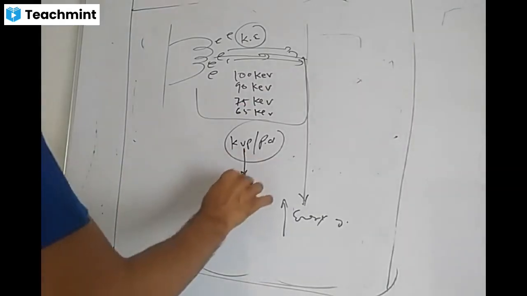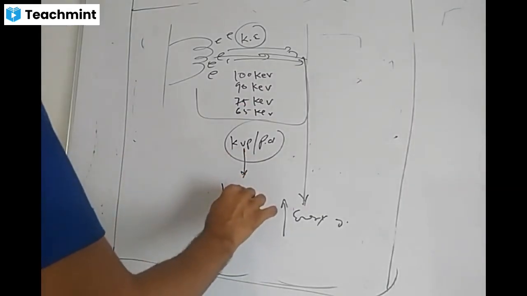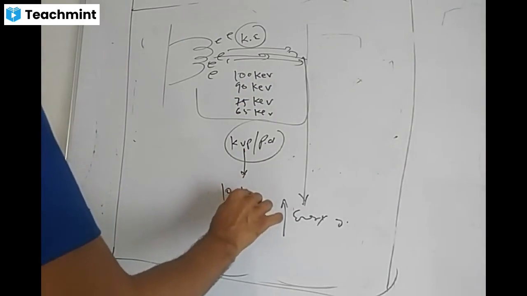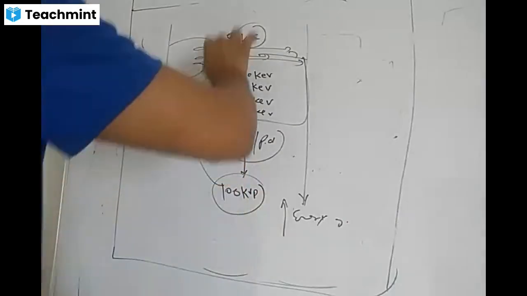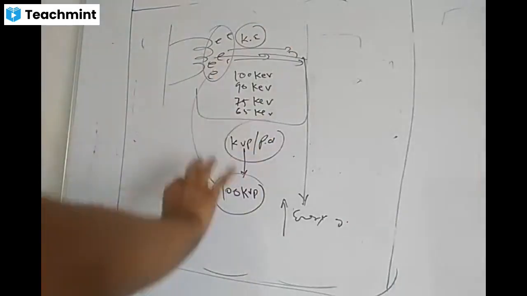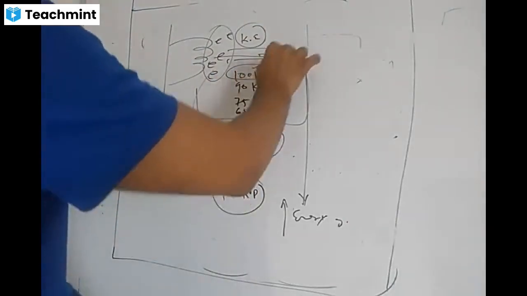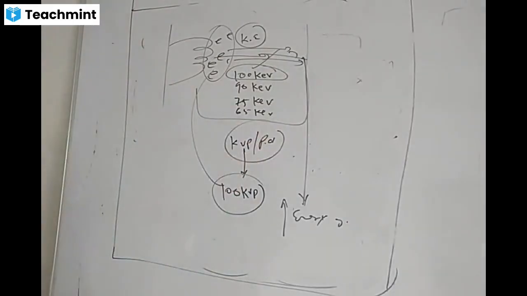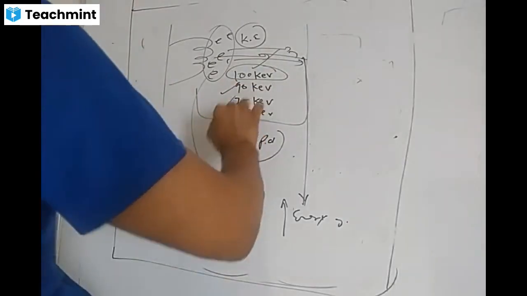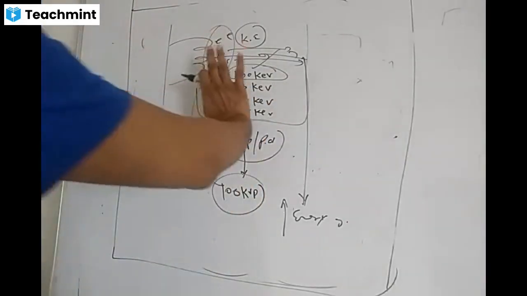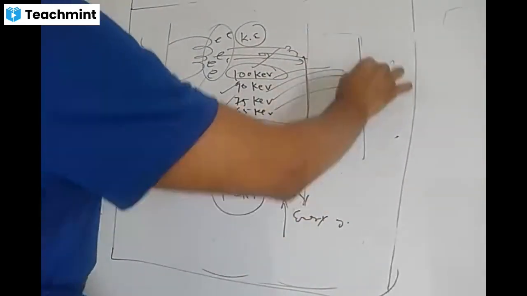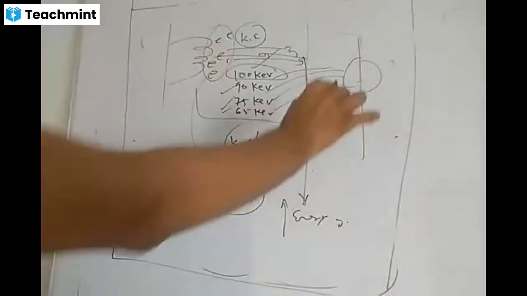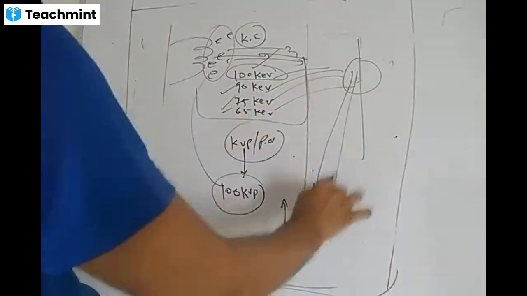The kVp we gave was 100 kVp. So if you give 100 kVp to these electrons, some of them will have 100 keV energy, some will have 90, some 75, some 65. With this energy, they all come to this target, they will strike and lead to generation of the X-ray.